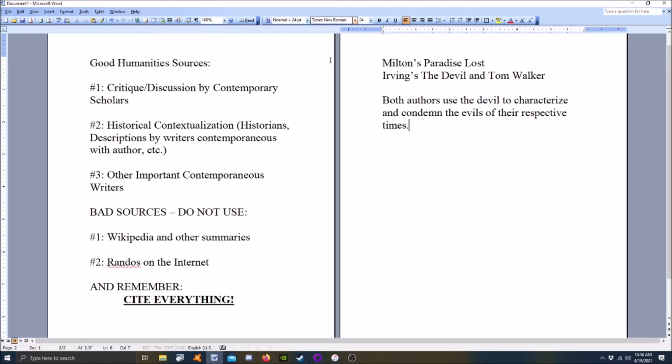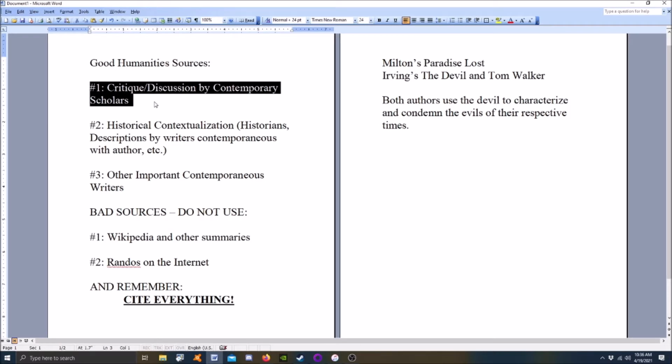Now, the three kinds of sources that I want you to look for when you are doing your research paper, first and foremost, if you can, find contemporary scholars talking about the works that you're using. Those will probably be the most helpful sources to you because they will most directly be interacting with the texts that you want to talk about. The key here is that you need to find good contemporary sources, like scholarly writers who know this material, who know the background, who have studied it extensively.